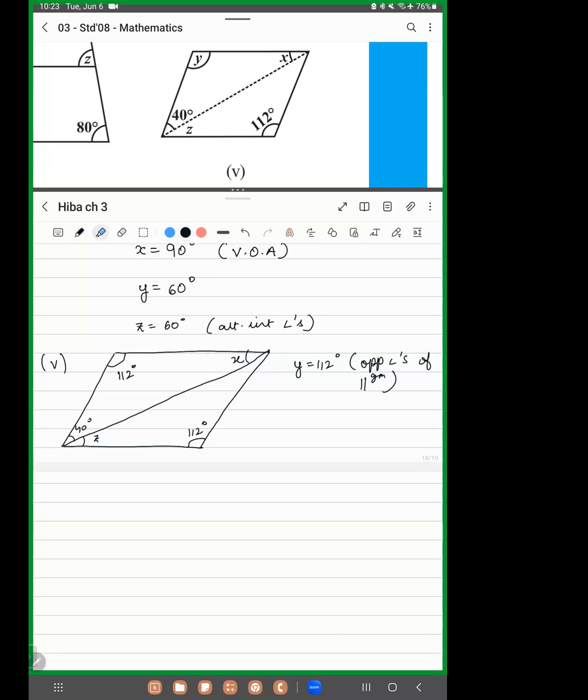उससे पहले let's do this. These two are parallel lines, yes, because it's a parallelogram. This is a transversal. Can you see any alternate interior angles over here? Which are those? x and z. So they are going to be equal, because they are alternate interior angles.